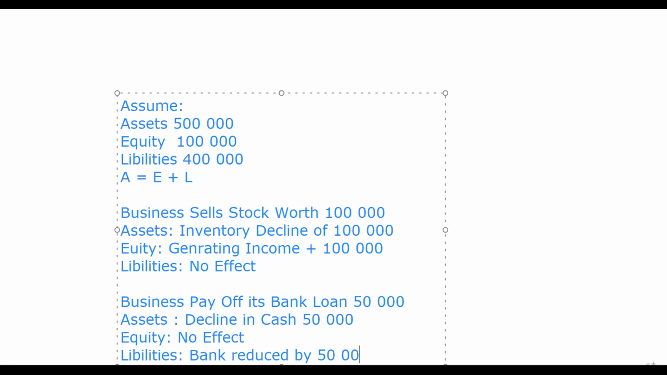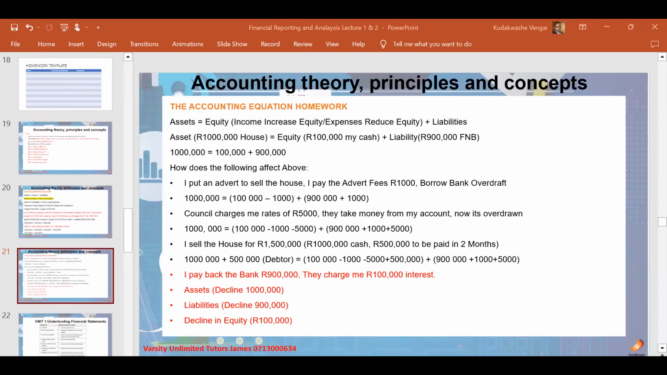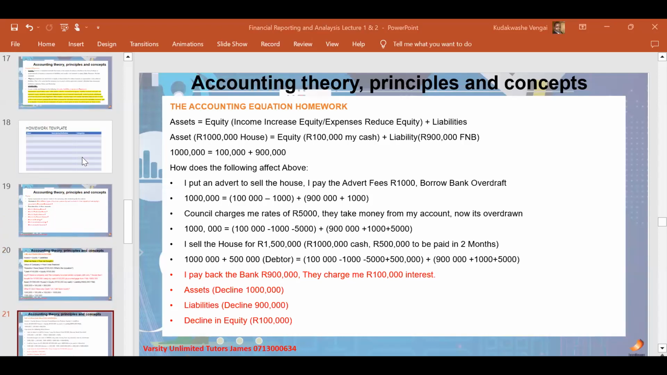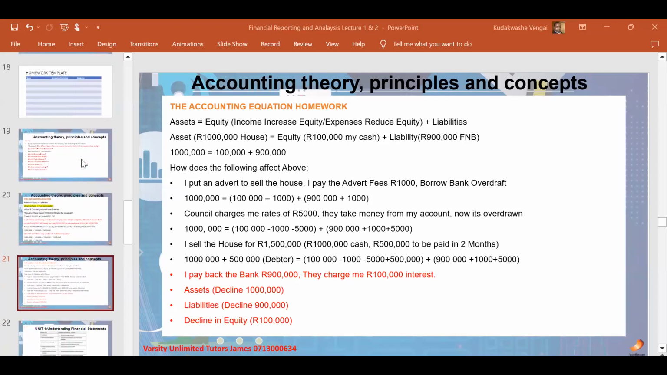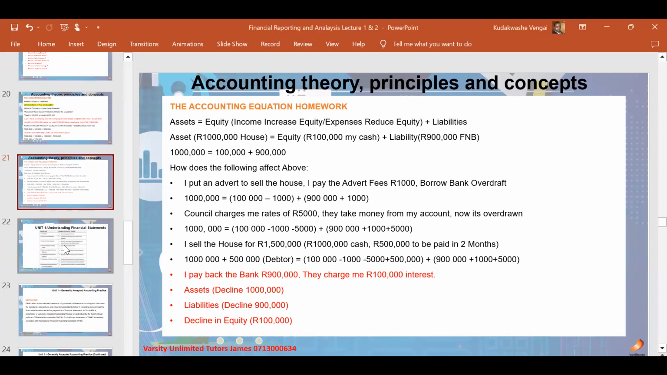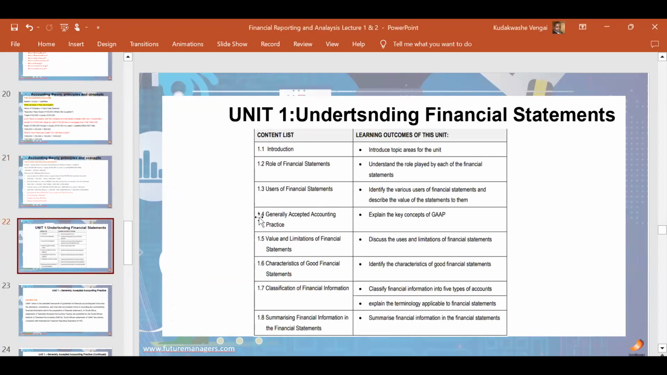So that's essentially what you need to understand at the end of the day, right? So I'm done with this part. I think we can go to my next part. All right. So that's the accounting equation that you need to understand. So now we want to look at point number 1.4, the generally accepted accounting practices.